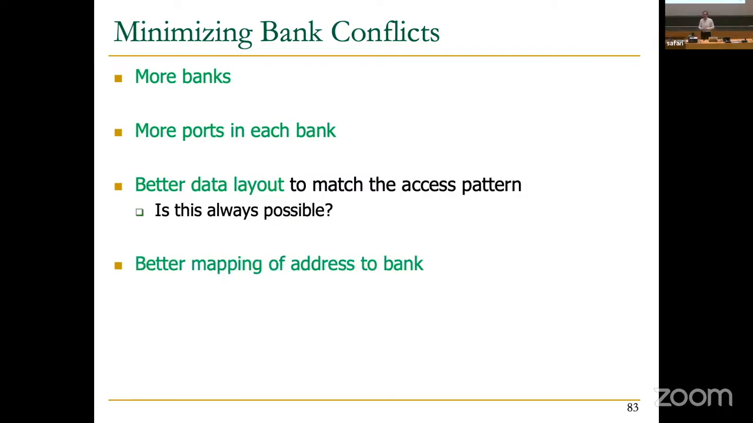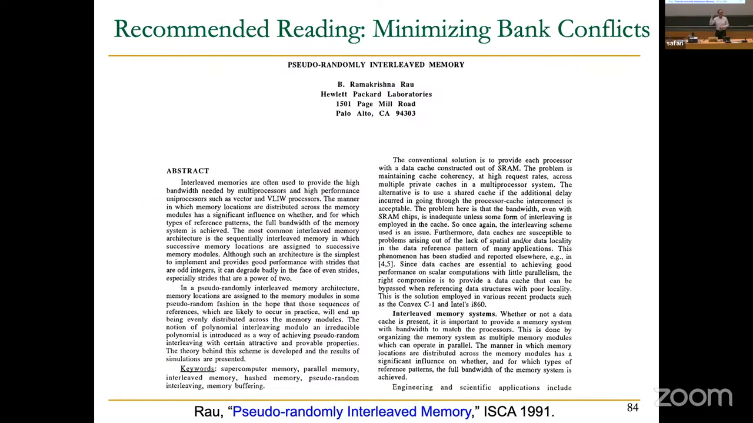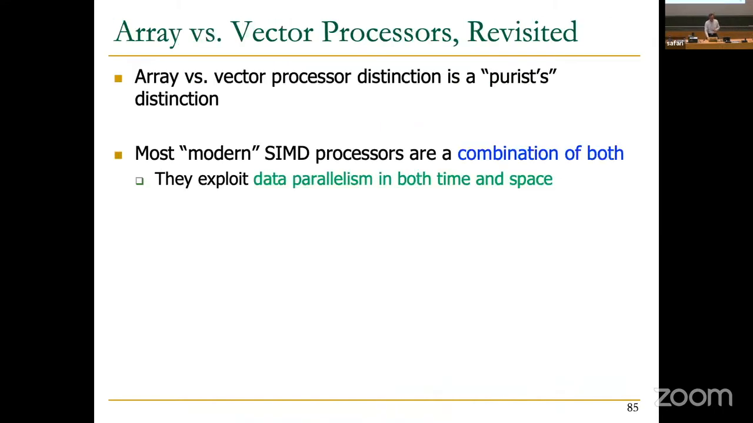Better mapping of address to bank. Now this becomes interesting. People have proposed a lot of mathematical randomized address mapping schemes. You take an address and the memory controller randomizes the address mapping in a predictable function, of course, such that the probability of conflict reduces as much as possible. And this is a beautiful paper that talks about the idea. You may recall the name Bob Rao. This is the person who developed the VLIW processors also, but he had worked a lot on vector processors in the past. And you can see that there is a lot of mathematical theory that goes into randomizing the address mapping function to banks. Which address should go to which bank, basically. We're going to get back to this in the memory system part.